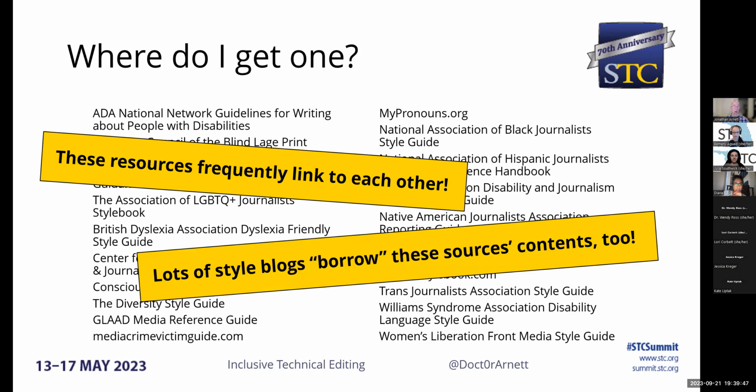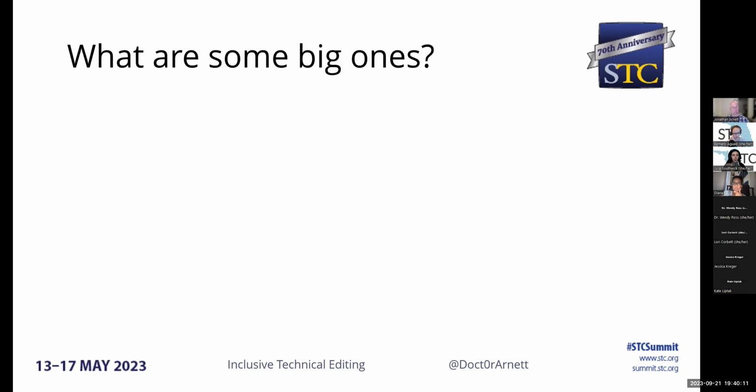Oh yes, and blogs, well, I put the word borrow, but I think plagiarize to a massive extent is probably a better way to phrase it. They just take chunks from these and put them in their own materials. So you'll find lots of blogs out there that have style guide materials that come from these particular supplemental style guides. So what are some of the big ones, though?